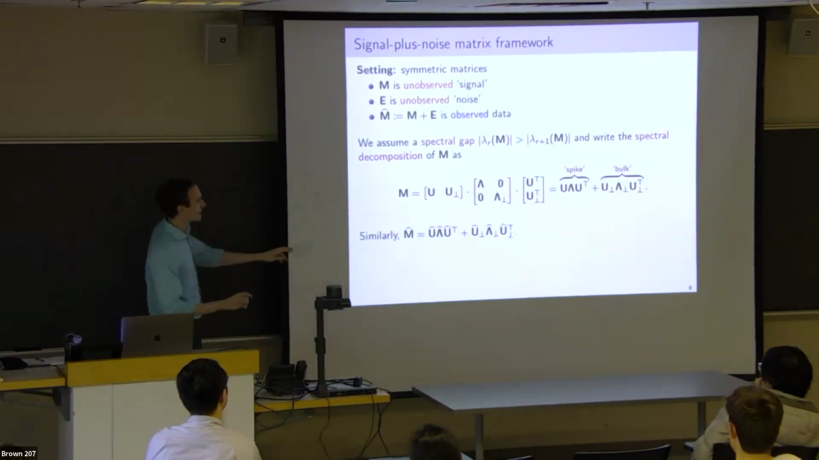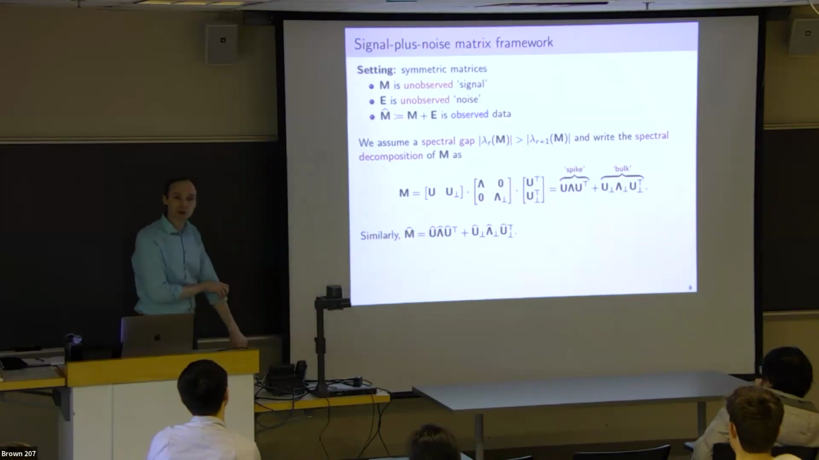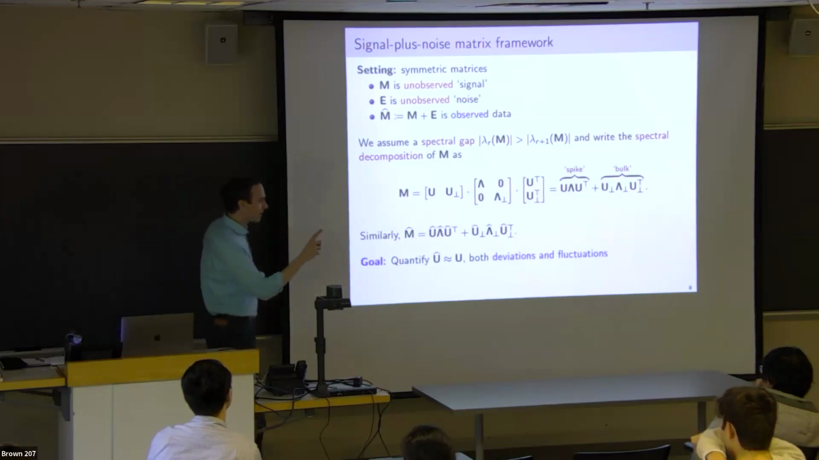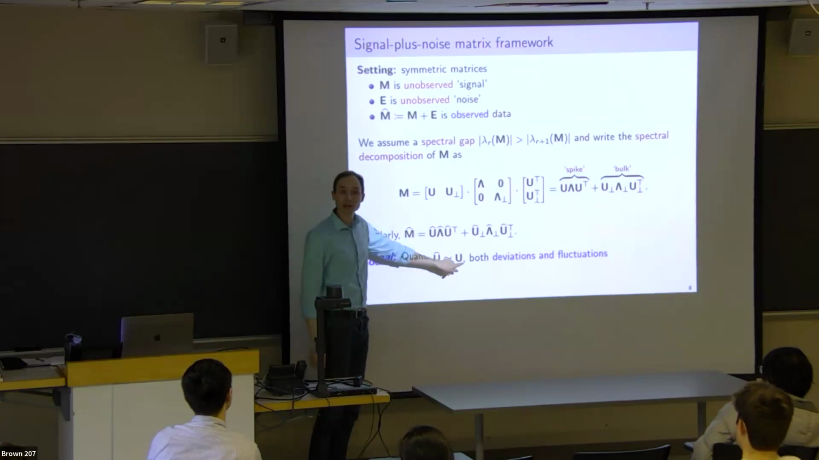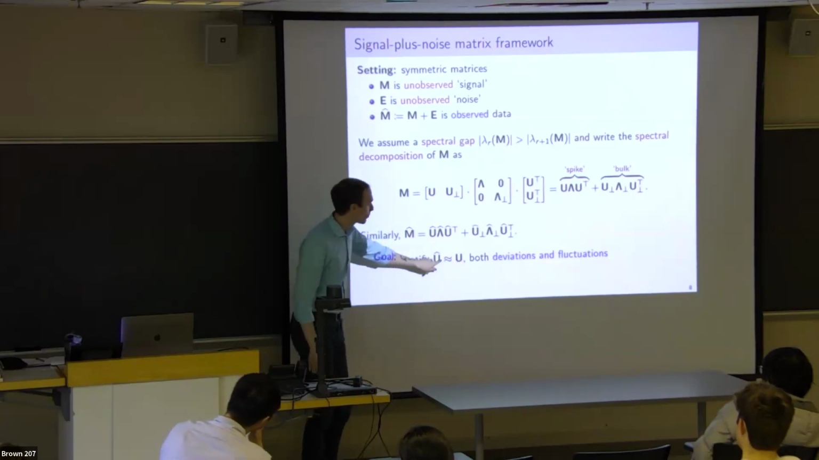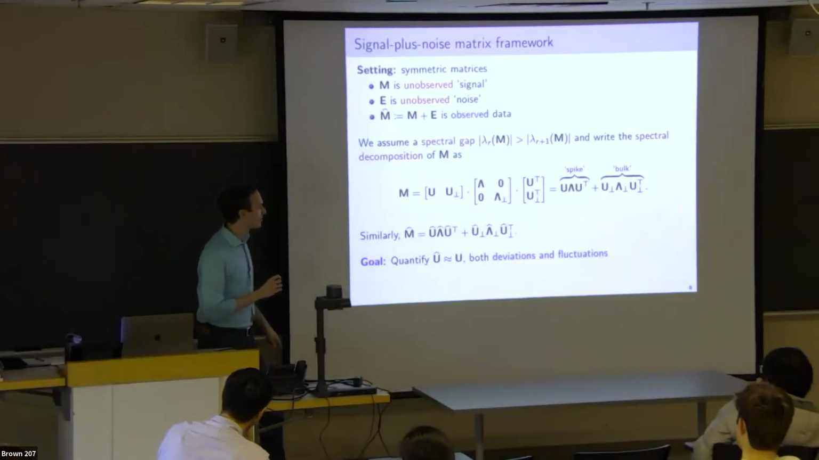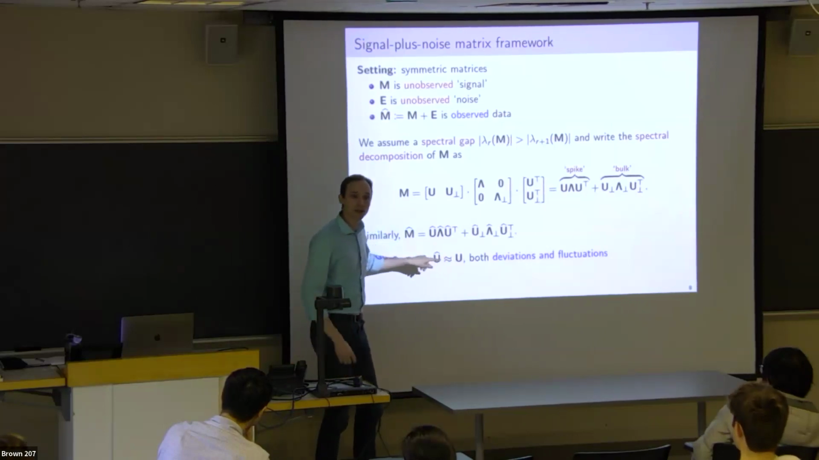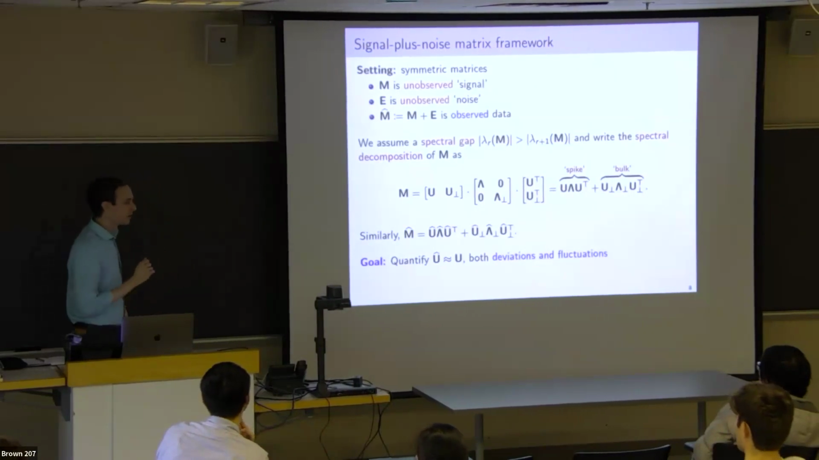We're going to put hats on all of the sample quantities. Remember, hats are things that we can actually observe or compute. And so now our goal for part of this talk will be to quantify how close the sample eigenvectors are to the population eigenvectors. And I put approximately here because we're going to have to be a little bit careful when we define the notion of distance between these. These are both orthonormal matrices, meaning their columns have unit norm and they are orthogonal to each other.